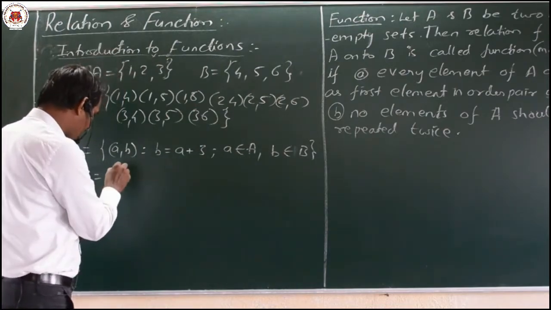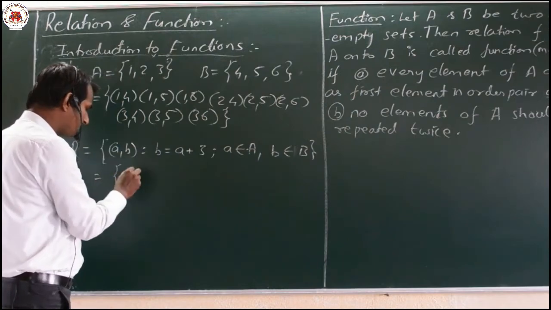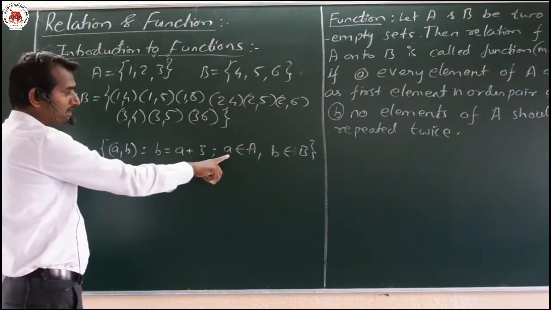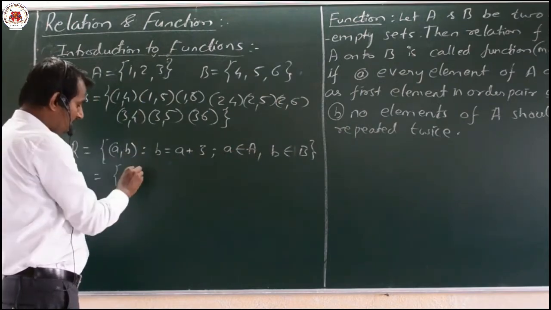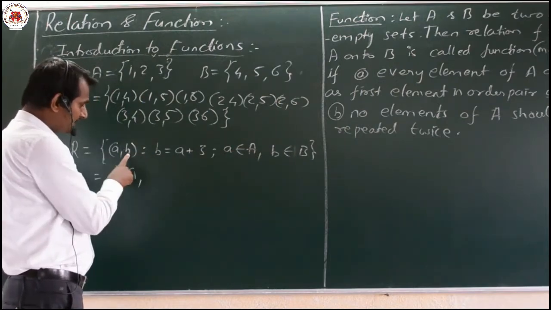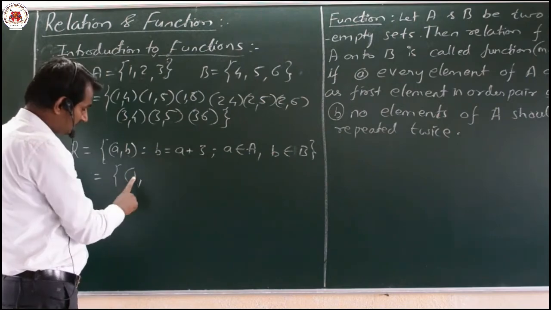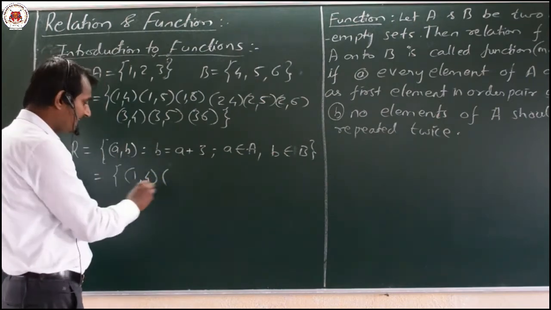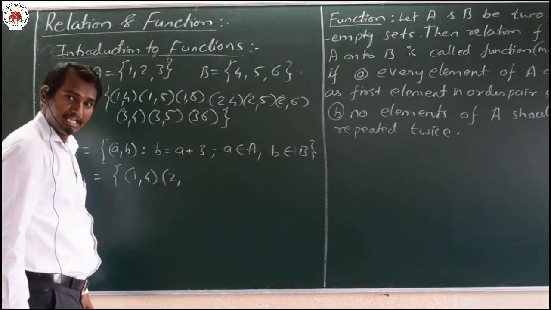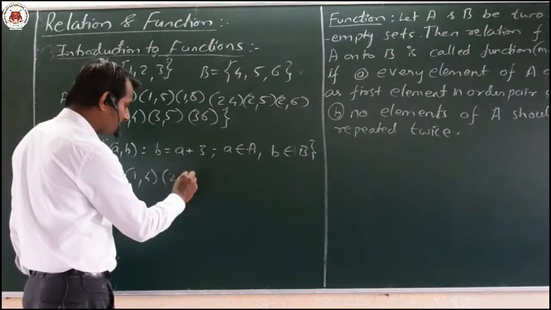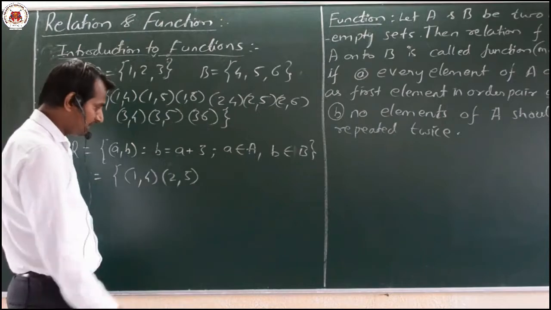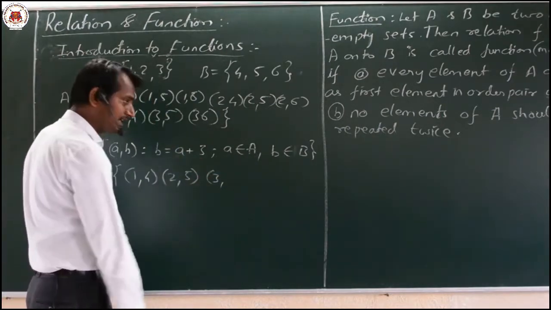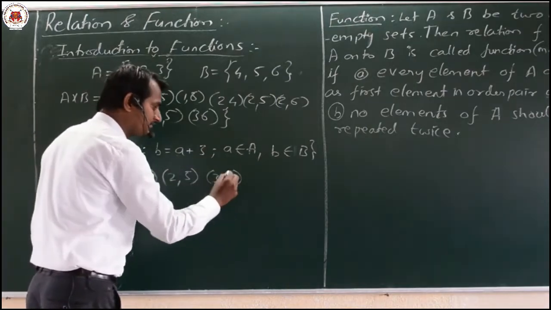Now in roster form, how can we write it? Roster form is in terms of ordered pairs. If I take a equal to 1, belonging to set A, what is the value for b here? b means a plus 3, that means 1 plus 3 is 4. Then if I take a as 2, we get 2 plus 3, which is 5. Then if I take a as the third one, 3, 3 plus 3 is 6.